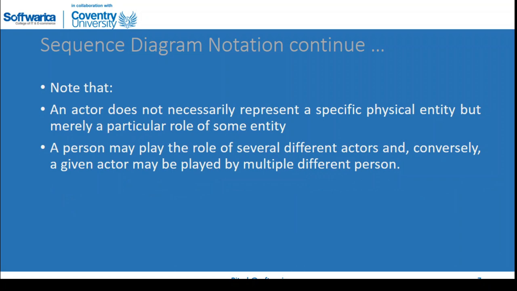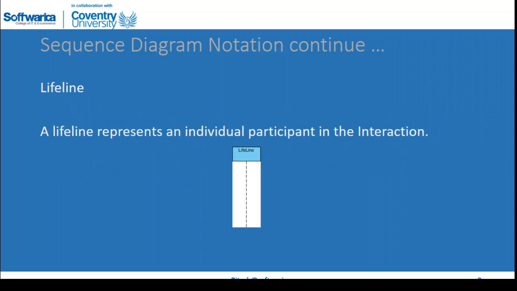Sequence diagram notation. Note that an actor does not necessarily represent a specific physical entity, but merely a particular role of some entity. A person may play the role of several different actors, and conversely, a given actor may be played by multiple different persons.